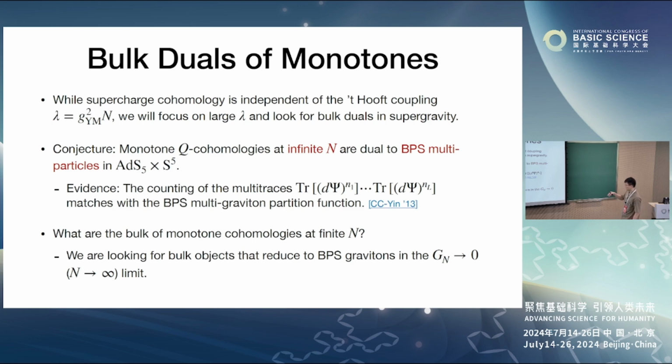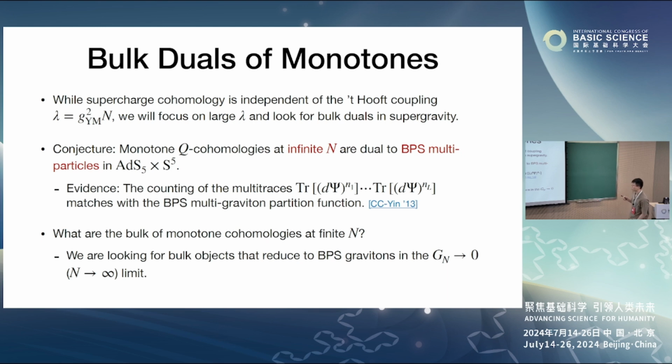So the evidence is coming from counting. We can count how many multi-traces we have that are made out of this side. And this counting exactly matches with the BPS multi-graviton partition function in the bulk. So from this evidence, we are quite confident that the conjecture is true.